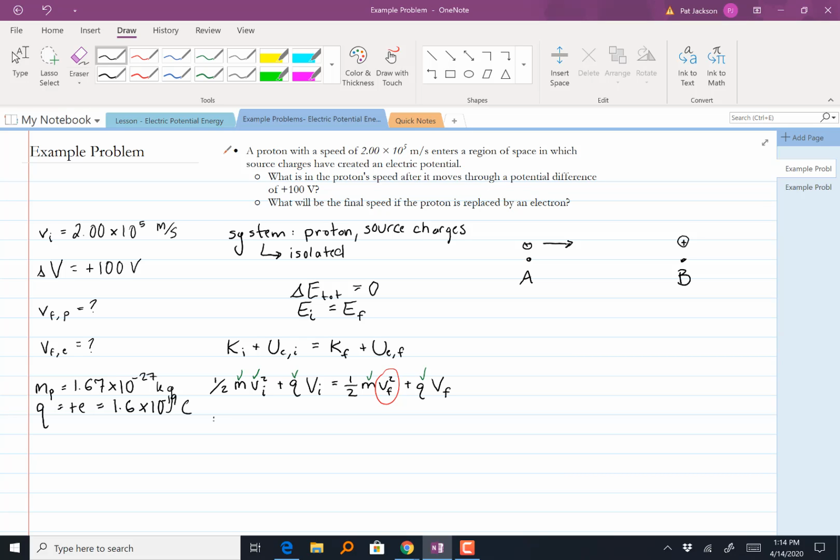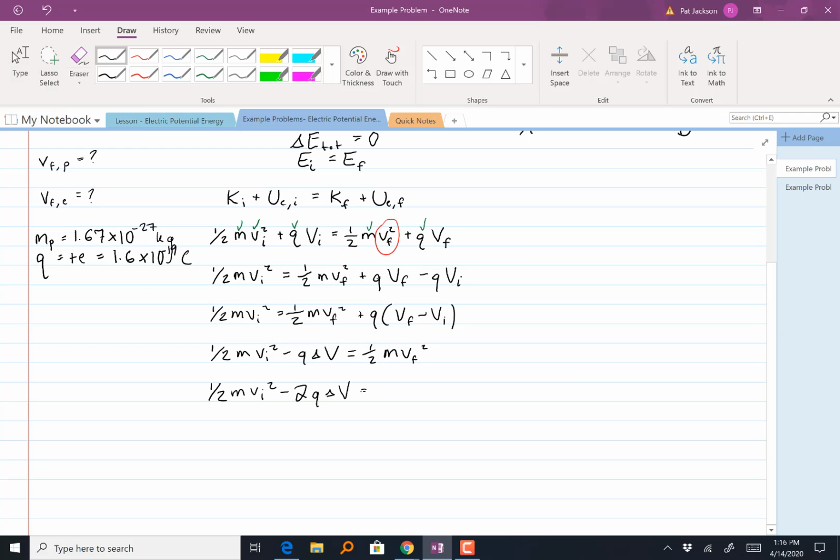I can factor out the Q from these last two expressions. V final minus V initial is going to be that change in voltage. And then last, all I need to do is solve for my unknown. That last equation got a little bit sloppy, but I'm taking the square root of 1/2 m V initial squared minus 2 times Q times the change in voltage, all divided by the mass of that proton again.